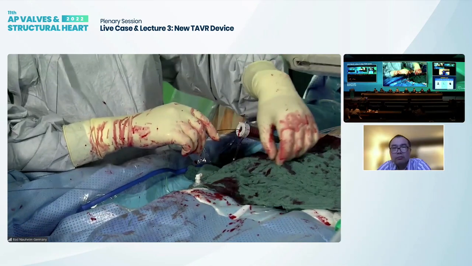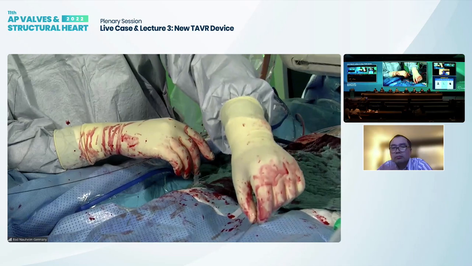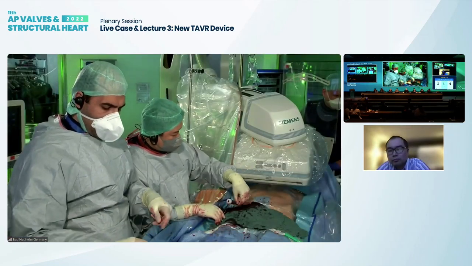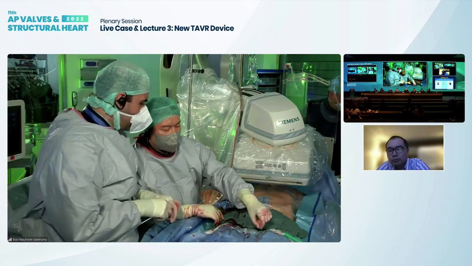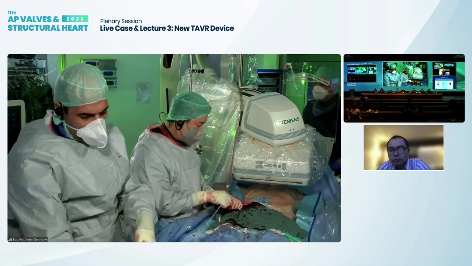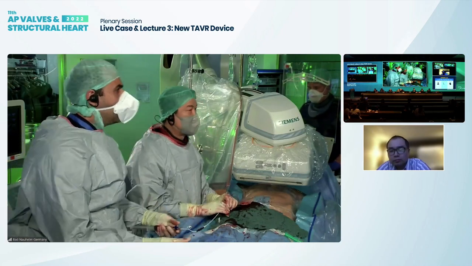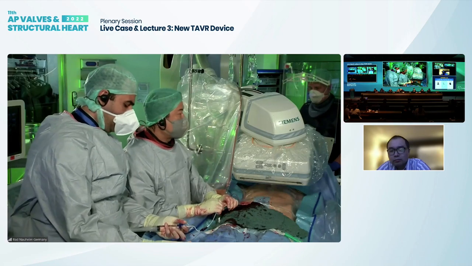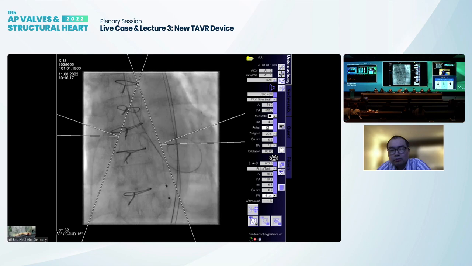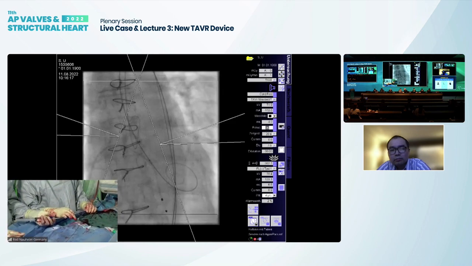And please appreciate the setup. The wire that is placed in the non-coronary cusp is still in the artery, but has been externalized, and does not decrease the lumen of the sheath. So now we are ready for the predilatation. We use a regular 22 semi-compliant or compliant balloon.